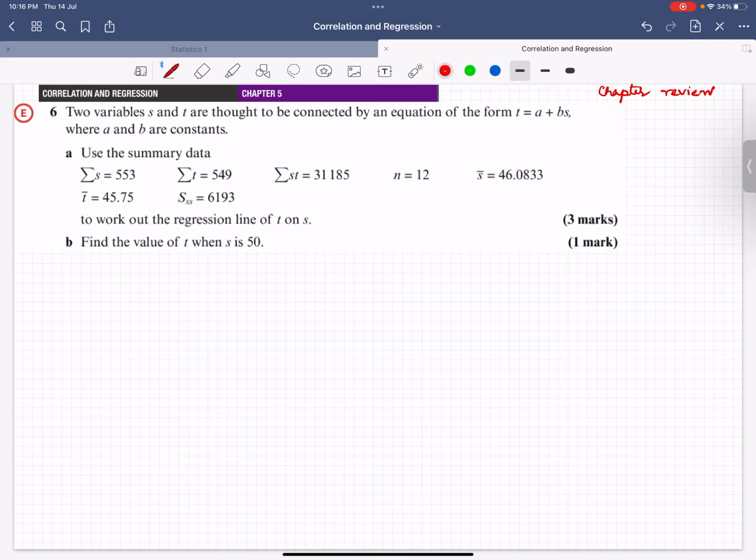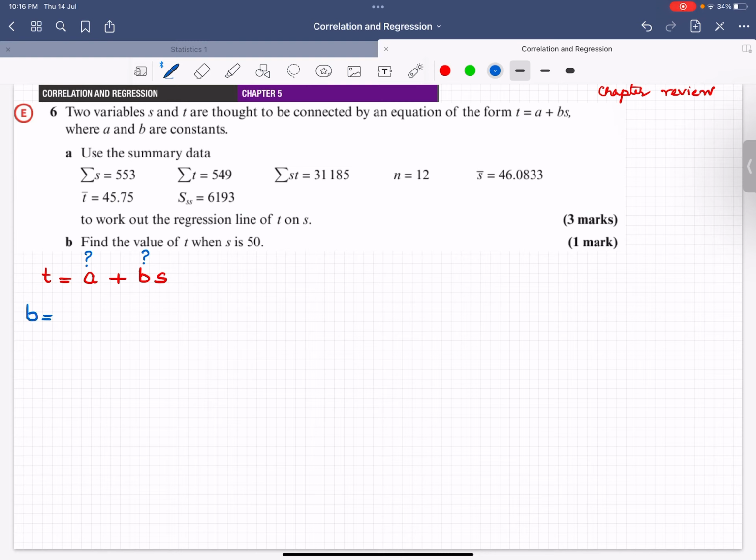So we have the line t on s, which is t is equal to a plus bs. If we need to work out the regression line, then all we need to find out here is the value of a and the value of b. Once we find those values and plug them in, we have our regression line. So let us start by working out the value of b.